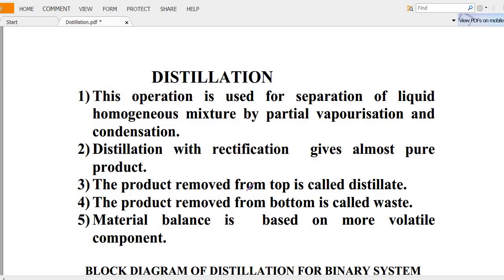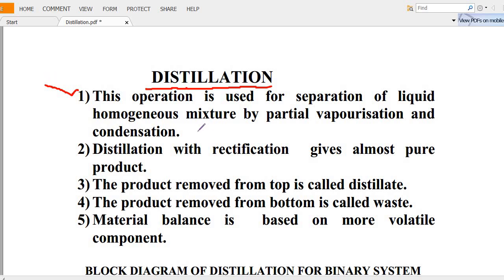In today's lecture, we are going to study distillation operation. So, what is distillation? Distillation is an operation in which separation of homogeneous liquid takes place by partial vaporization and condensation.